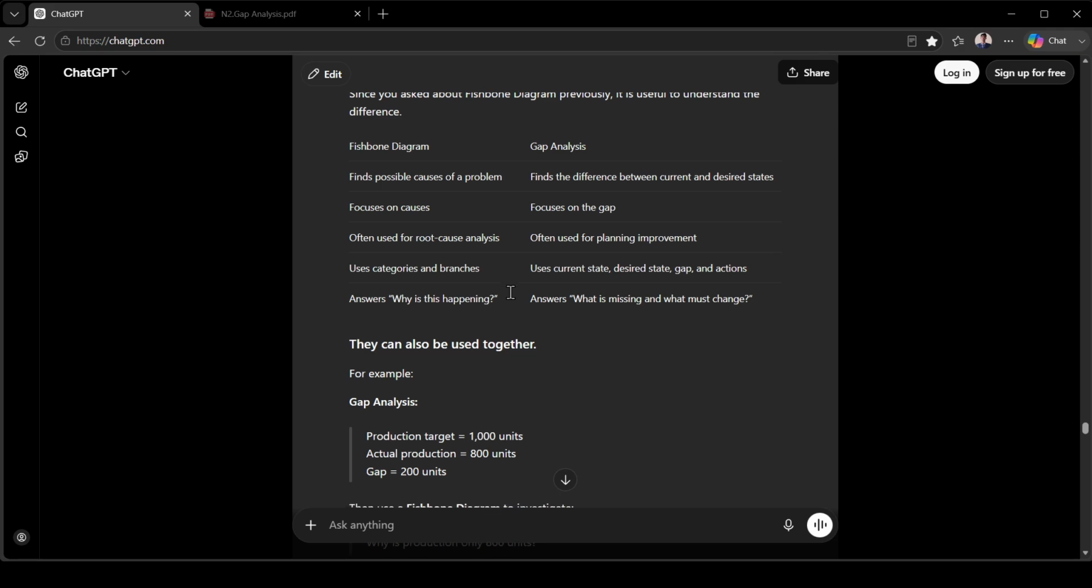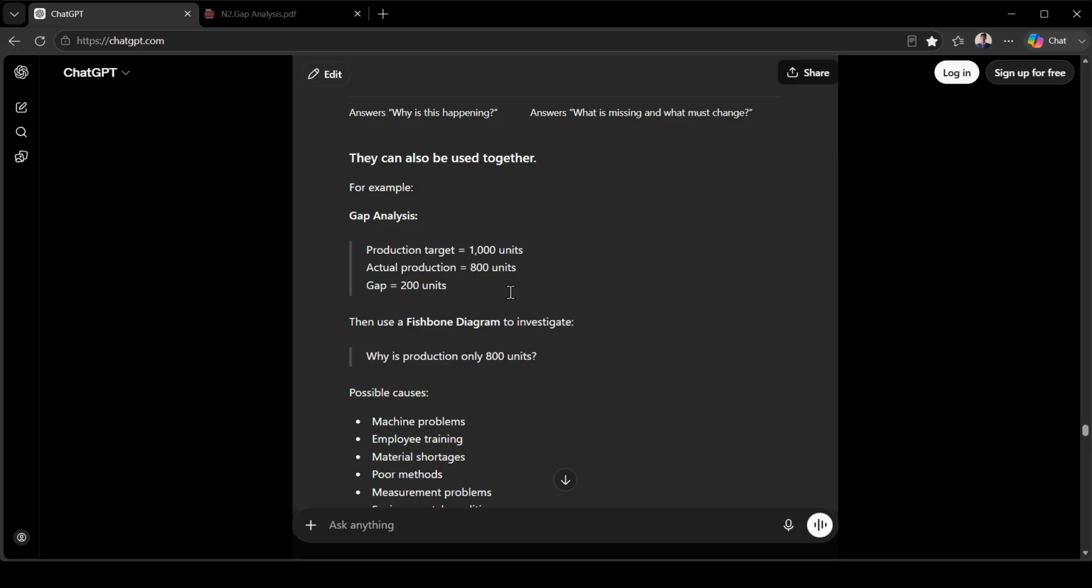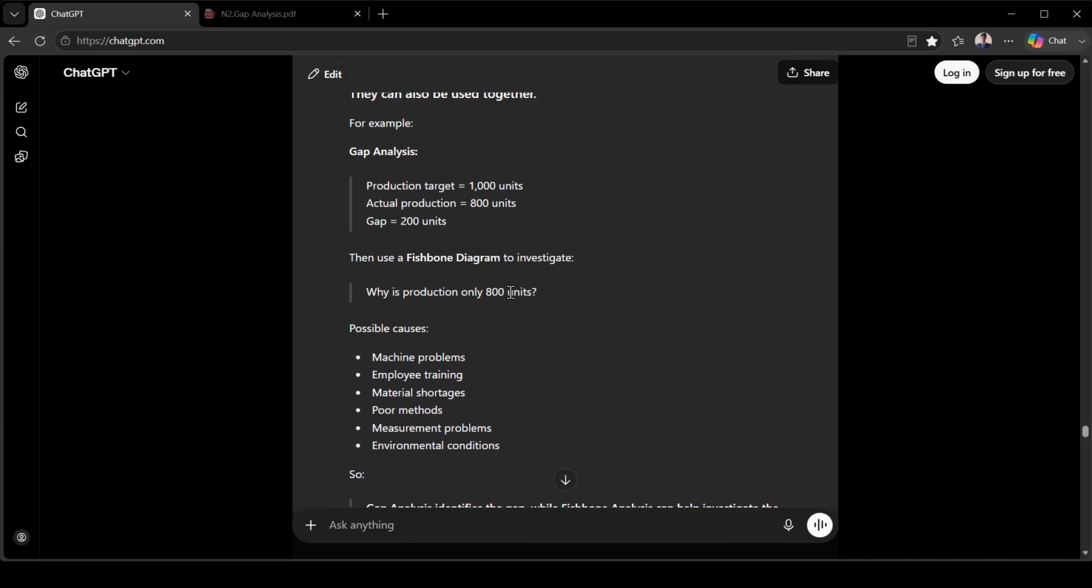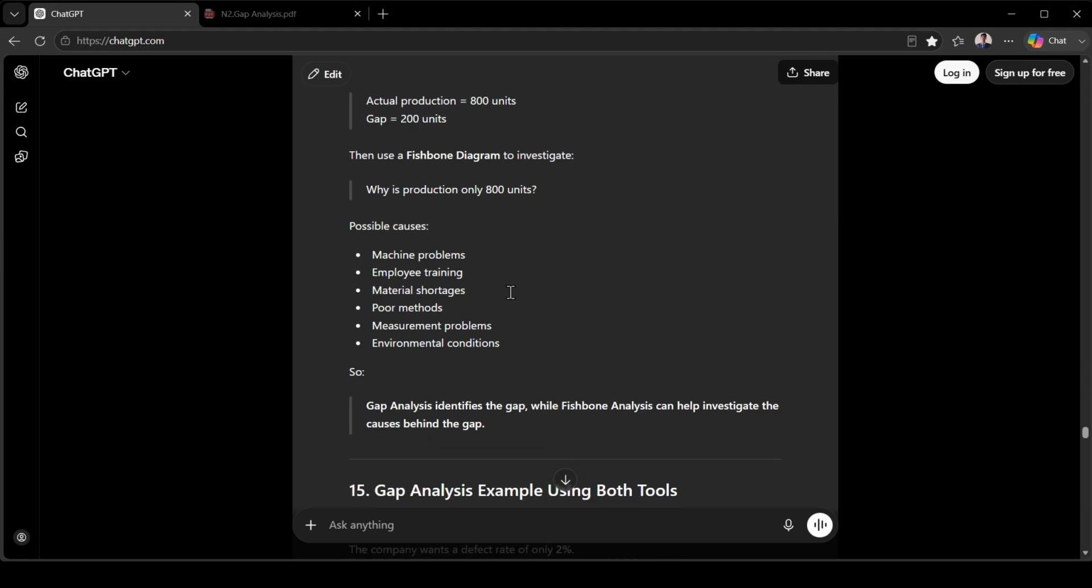They can also be used together. For example, gap analysis: production target 1000 units, actual production 800 units, gap 200 units. Then use a fishbone diagram to investigate why production is only 800 units. Possible causes: machine problems, employee training, material shortages, poor methods, measurement problems, environmental conditions. So gap analysis identifies the gap, and the fishbone diagram can help investigate the cause behind the gap.